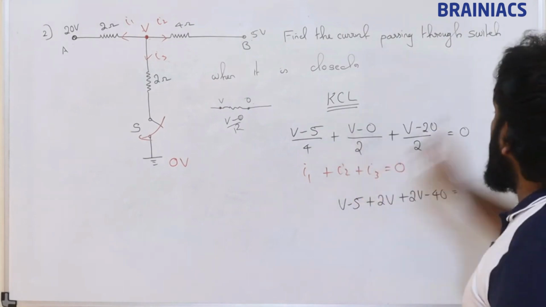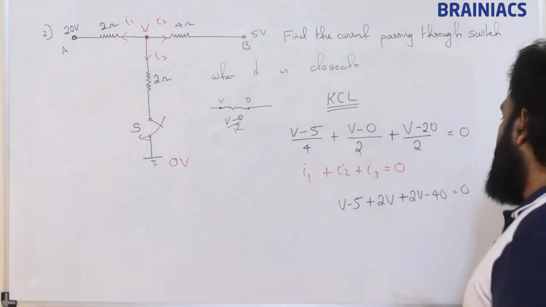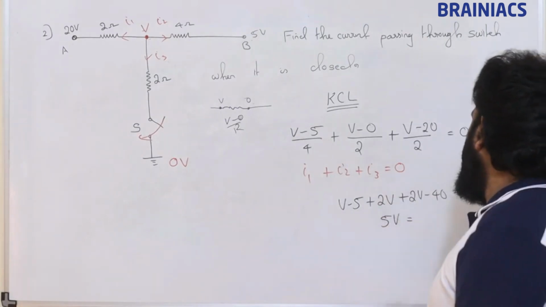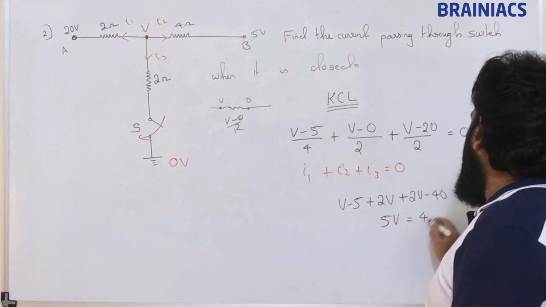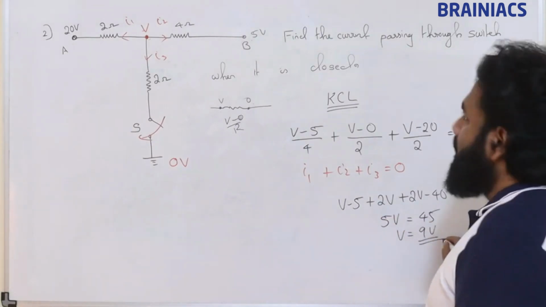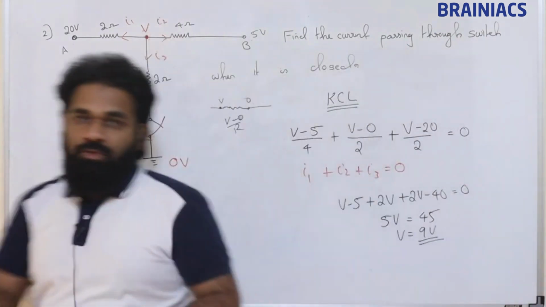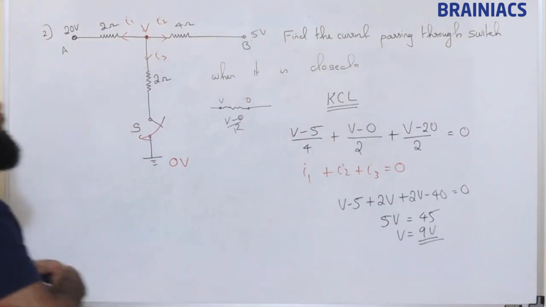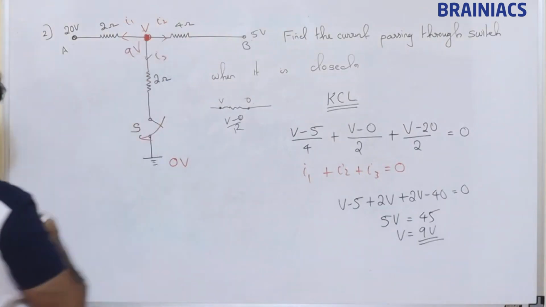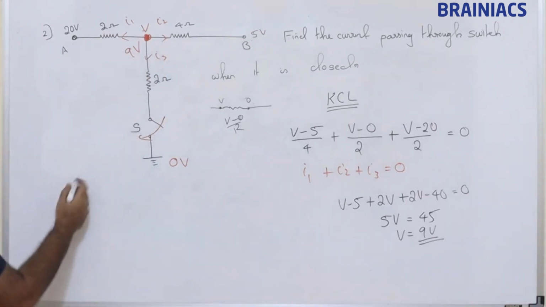The 4 will vanish, going to 0. So this is going to be 5V equal to 45, so V is going to be 9 volt. So I got this node voltage as 9 volt. This is nothing but 9 volt. Clear?